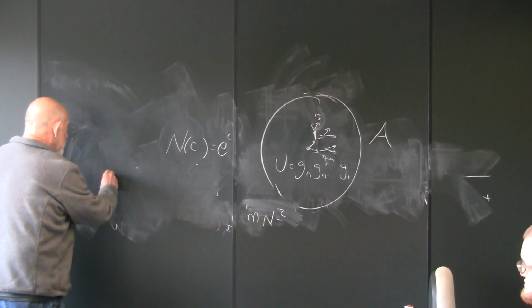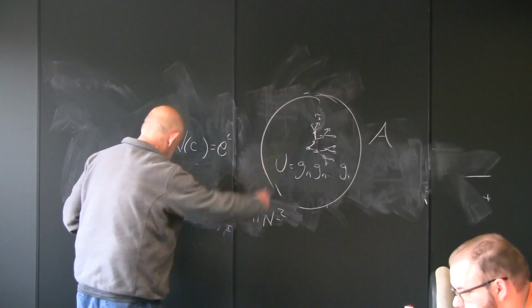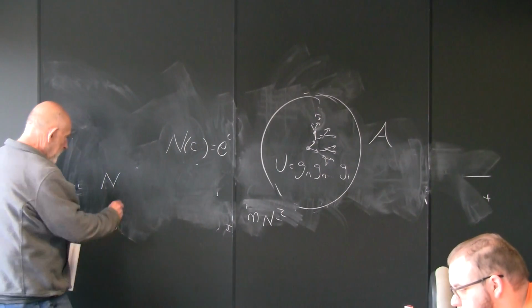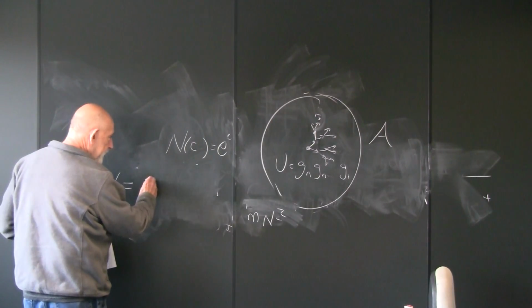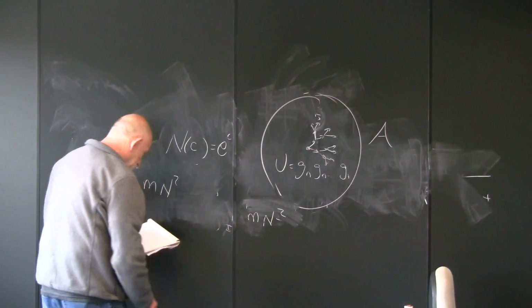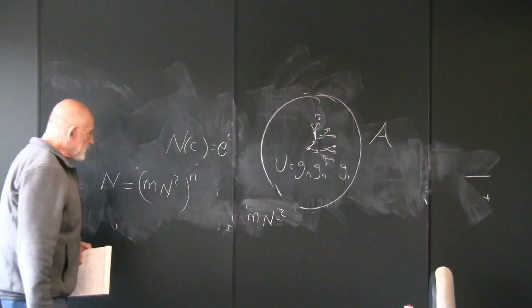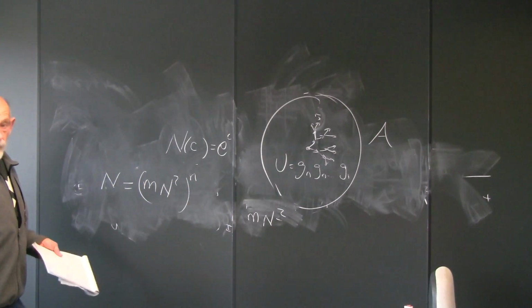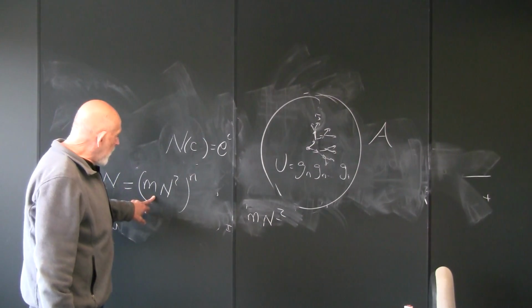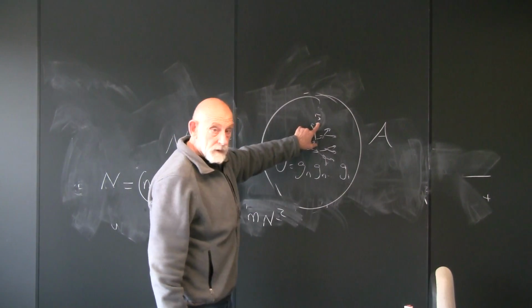Well, the number of paths of length little n will be n times n squared, just the number of decisions, raised to the nth power. That's the number of possible paths of length n. Now, sometimes different paths can wind up at the same point.